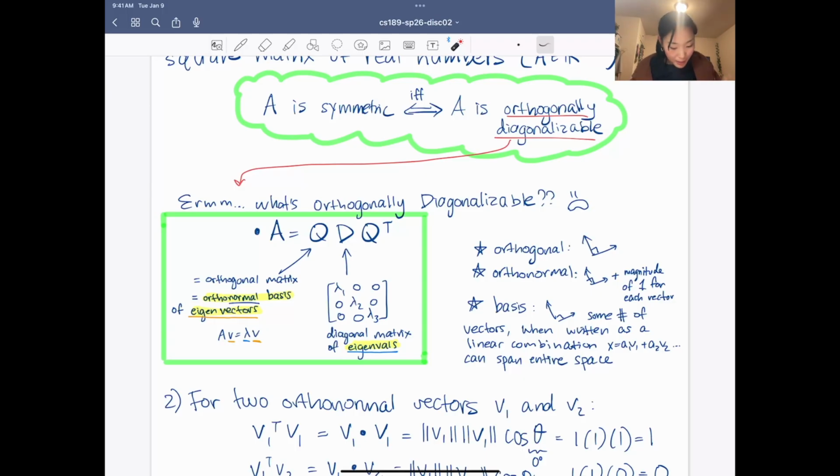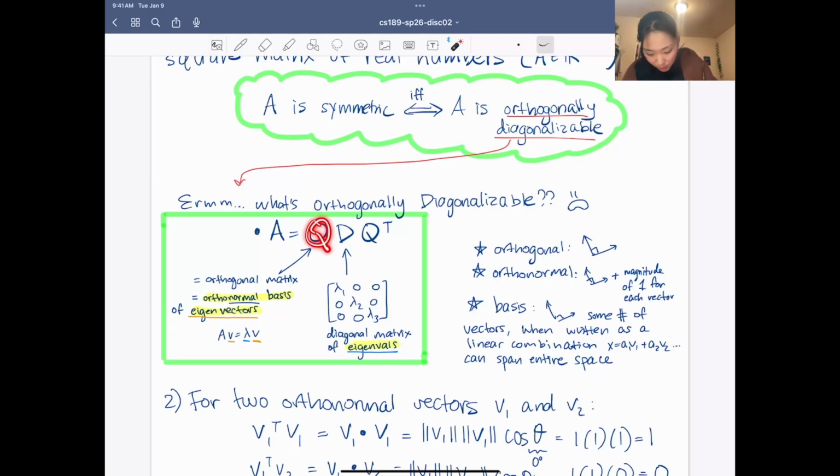And lastly, what is a basis? When you have some number of vectors that create basis vectors, all these vectors are linearly independent, and any linear combination of these vectors spans the entire space. In this case, you can see that vector 1 and vector 2 over here, any linear combination of these two vectors spans the entire R2 space, or the 2D space. Given those terms, now let's go back.